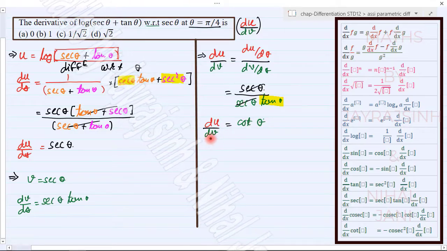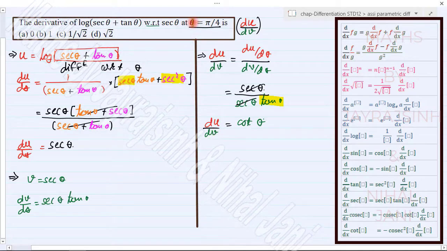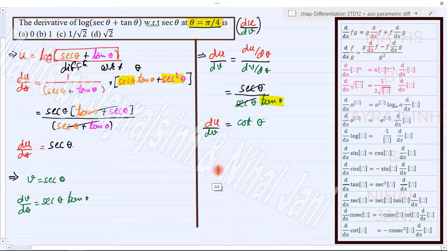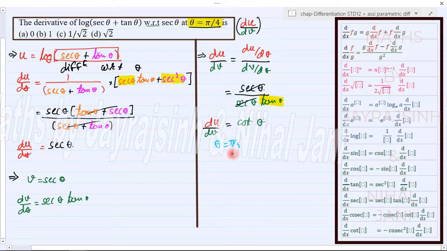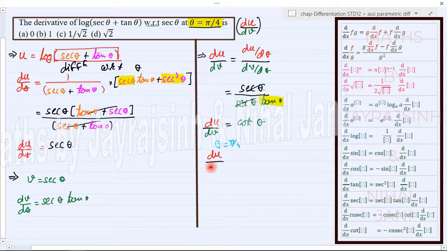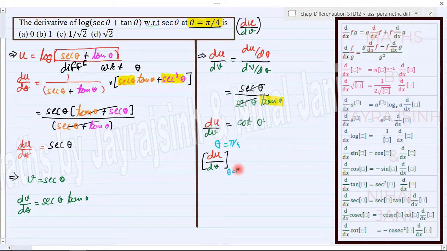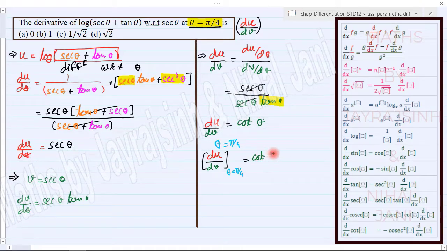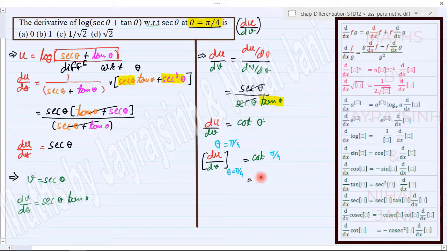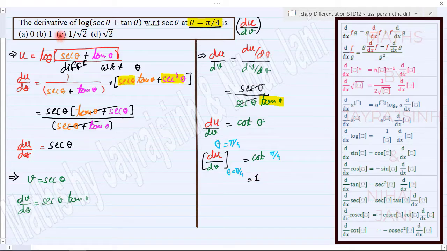But we need our du by dv at theta is equal to pi by 4. So let's substitute theta is equal to pi by 4. So your du by dv at theta is equal to pi by 4 will be cot pi by 4, or we can say 1, which is given in option B. Tada!